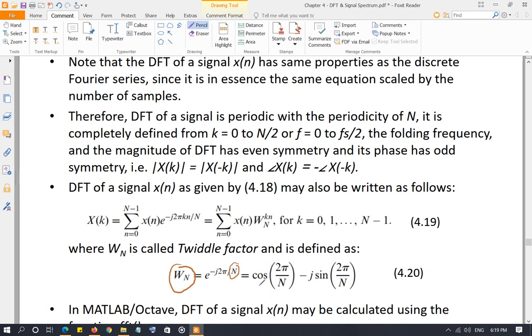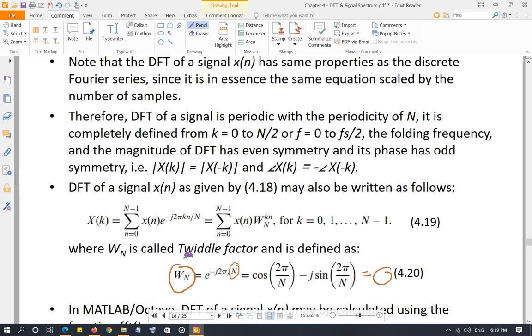So that's Euler's identity, cosine 2 pi over N minus j sine 2 pi over N, and you can calculate a value from this, right? And that value you can substitute here and take the power k times n for that value. And that's just to make basically expansion a little easy when you're solving a problem.